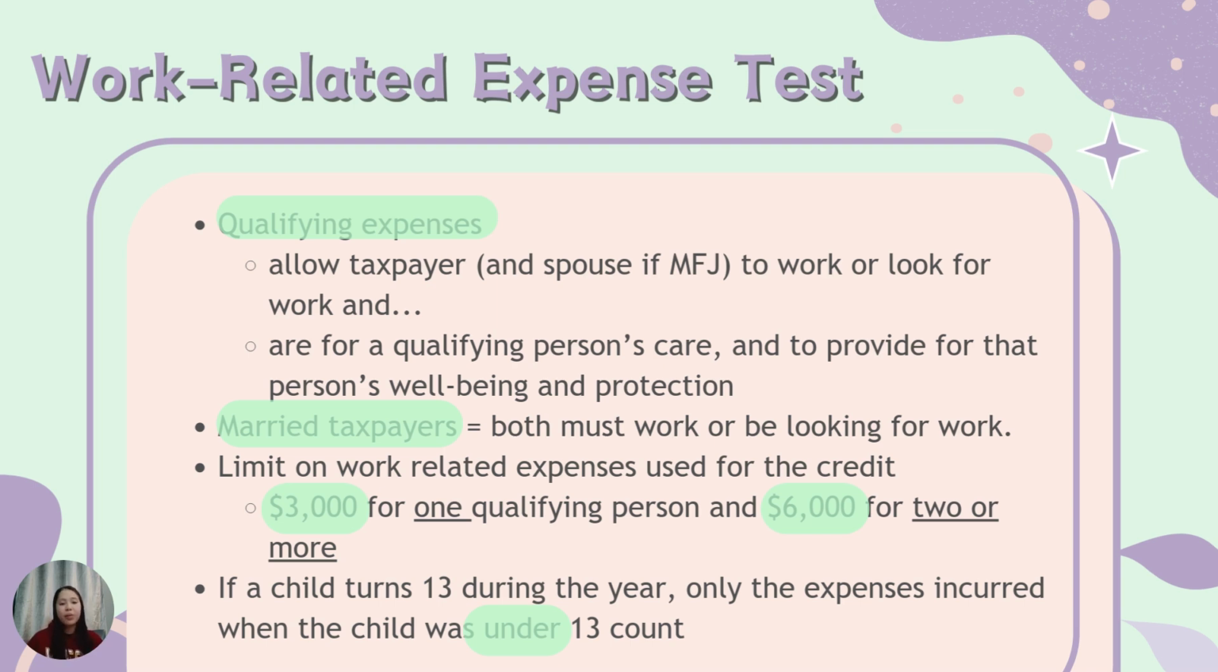So the limit on work-related expenses for the credit, though, is $3,000 for one qualifying person and $6,000 for 2 or more. The IRS doesn't want you taking mass amounts of money off your tax return. So there is a limit on how much the credit can be used for, and that's $3,000 if you have one qualifying person in your home and $6,000 if you have two or more qualifying people.